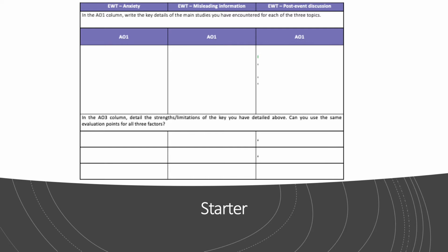Just a little reminder, A01 is your description of the topic. So tell me about anxiety and its effect on eyewitness testimony. Tell me about the research. There's famous research for each of these 3 topics. So just a little bit, maybe 3 bullet points on each of the A01s. And then for the A03, the evaluation, you can look back in your textbooks, look back in your notes and try to come up with 3 of the same ones.